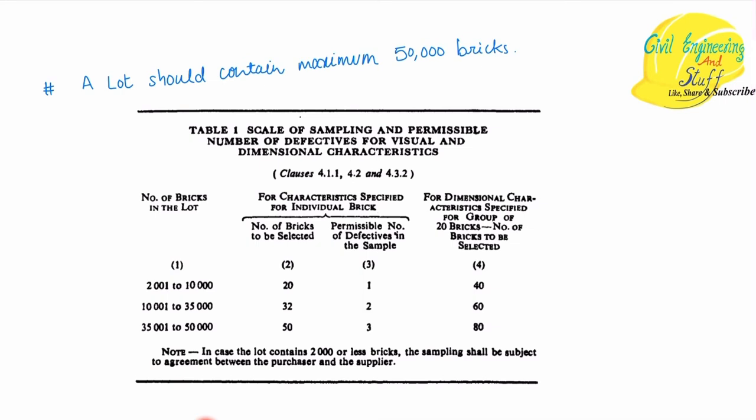If the size of the lot is between 10,001 and 35,000, then we will take 32 bricks with the permission of two defective samples. If we are going to analyze the dimensional characteristics in a group of 20 bricks, then in this lot we have to take 60 samples. Likewise, if the size of the lot is between 35,001 and 50,000, then we have to take 50 bricks to analyze the dimensions individually, with the permission of three defective bricks. If we want to analyze in groups of 20 bricks, then we have to take 80 bricks.